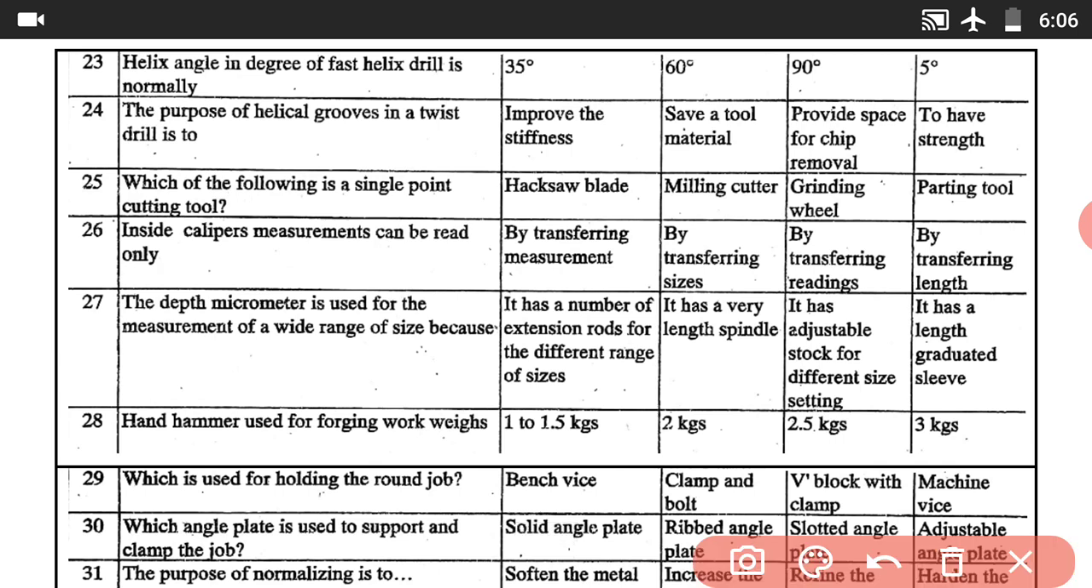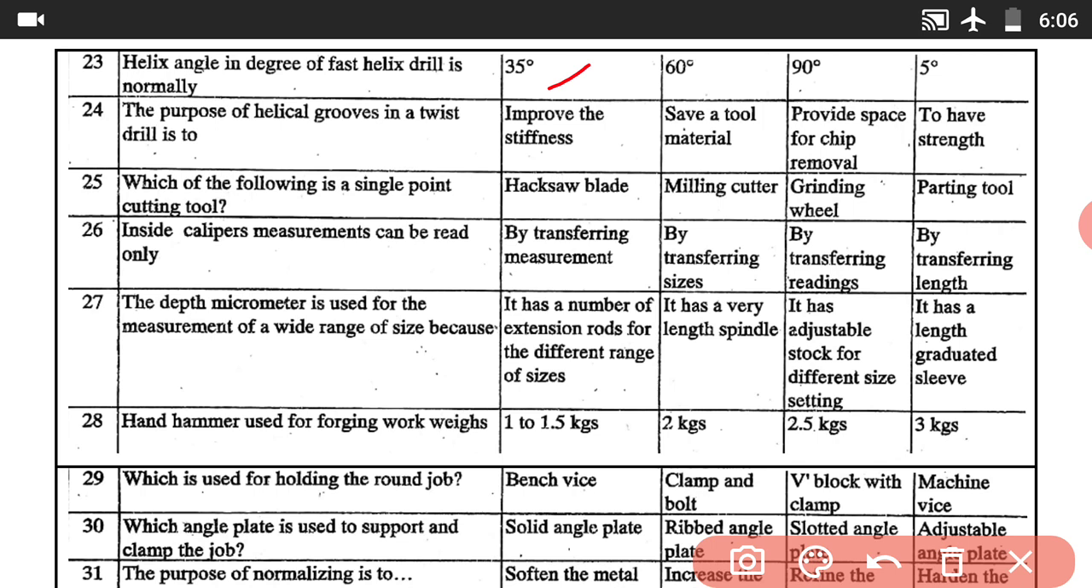Question number 23. Lip clearance angle in degree of a drill is normally 35 degree. Answer A. This question answer 35 degree. Option A is the correct answer.